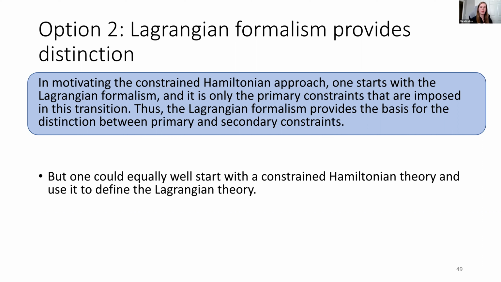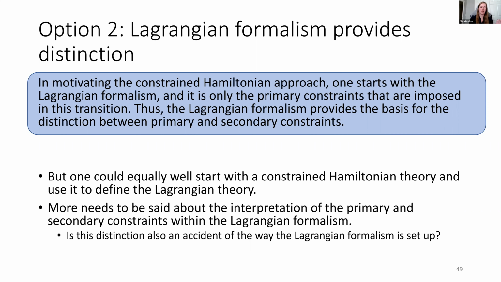But it seems that one could equally well imagine that we started with the Hamiltonian theory and used it to define the Lagrangian one. And second, I think to argue this, really more needs to be said about what the interpretation of the primary and secondary constraints is within the Lagrangian formalism. And kind of as an open question, something that I want to think more about is whether this distinction is really also an accident of the way the Lagrangian formalism is set up. Could we, for example, write the Lagrangian in an equally good way where what was the secondary constraints now arises as the primary constraints?